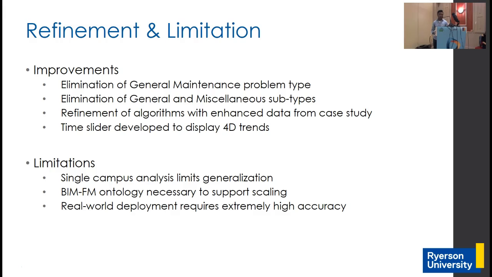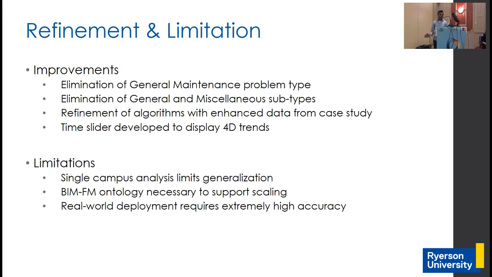To improve this, we found that within the problem descriptions and the problem types, there's a lot of general and miscellaneous being assigned to problems. And that was because there wasn't enough information submitted by the work order submitter to determine exactly what the problem was. So in order to improve the accuracy of the model, we need to get rid of the general and miscellaneous types. But in order to do that, we need to improve the data that we're receiving. And I'll get to that in a second. That's the future work we're going to do.